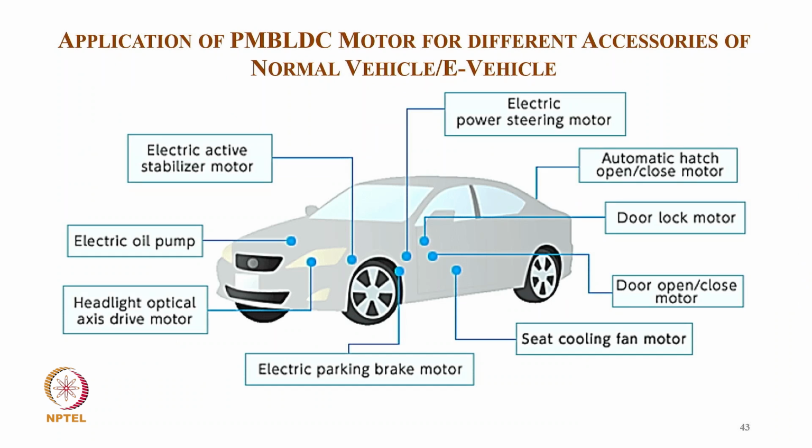Then the application of BLDC motors for different accessories of normal vehicles and electric vehicles. You can see where we are using the BLDC motor, starting from the headlight, optical driver, electric pump, electric stabilizer motor, electric steering, power window, door lock and door open-close motor, seat cooling fan motor, electric parking motor, as well as the air conditioning motor. So you have so many motors. Earlier we were using brushed DC motors, which require maintenance, but now we are using permanent magnet brushless DC motors. The controller is quite cost effective today.